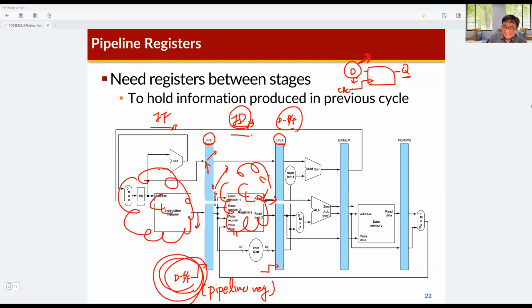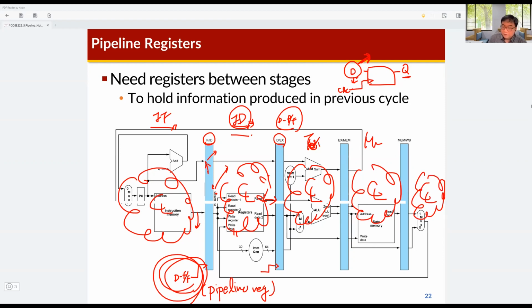Understand? And then there is another combinational logic for the execution stage, and another combinational logic for the memory stage, and another combinational logic for the write back stage. So this operation is done within one clock period. And then the input and output of this combinational logic is sampled by the clock signal using D flip-flops.